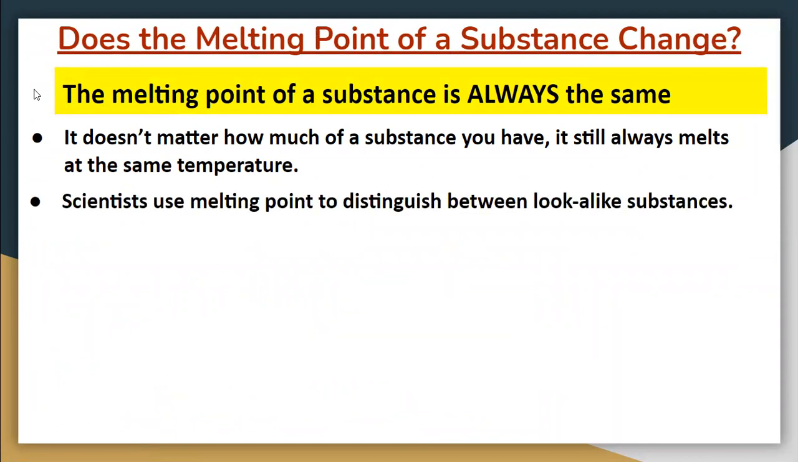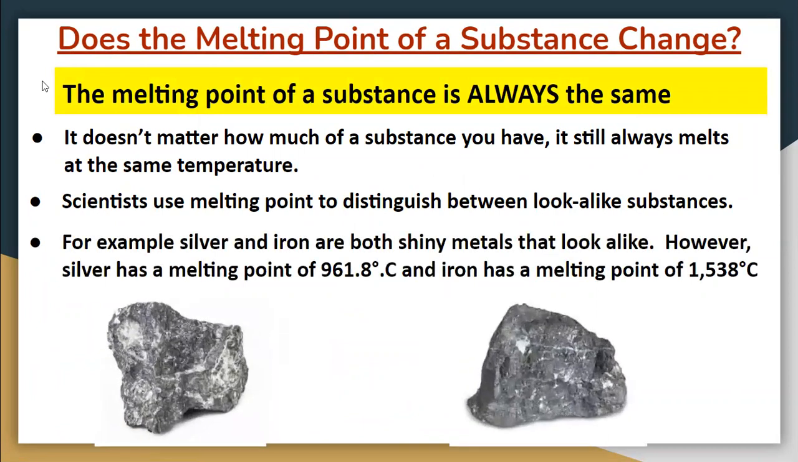Scientists use melting point to distinguish between look-alike substances. So for example, don't these substances look alike? They do pretty much. Silver and iron are both shiny metals that look alike. However, silver has a melting point of 961.8 degrees Celsius, and iron has a melting point of 1,538 degrees Celsius.